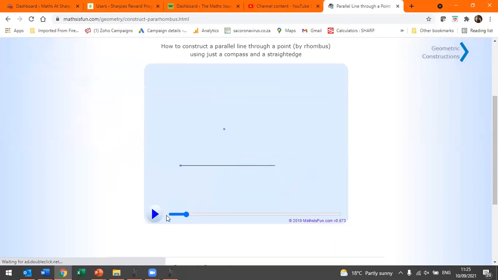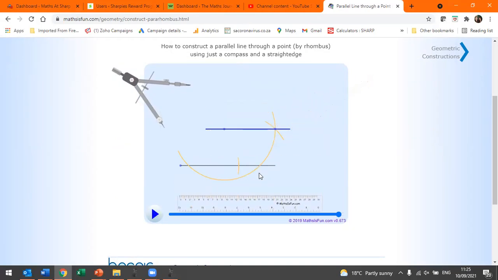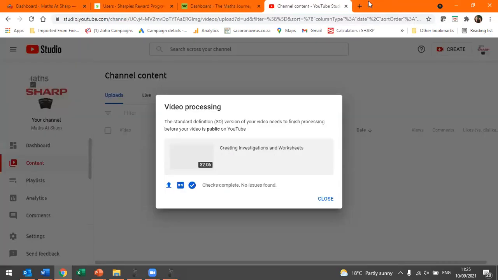You can actually play the video and then it will show you what to do, which is really nice. So your students can actually watch the video and then try it themselves to create, this one is parallel lines. So it's really lovely, I mean, how fantastic is this? And it's all free resources. So Maths is Fun is fantastic. It's really nice.